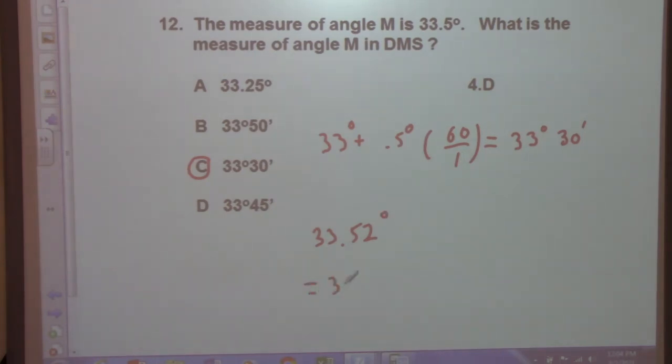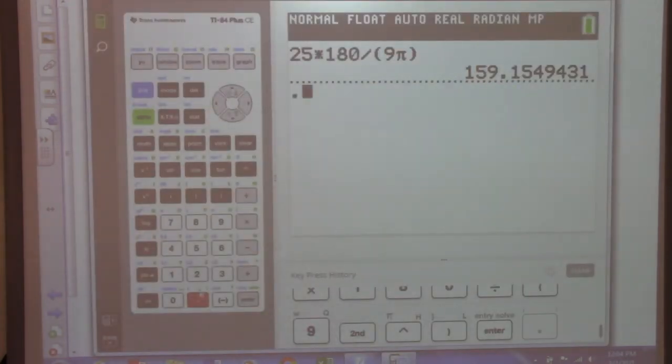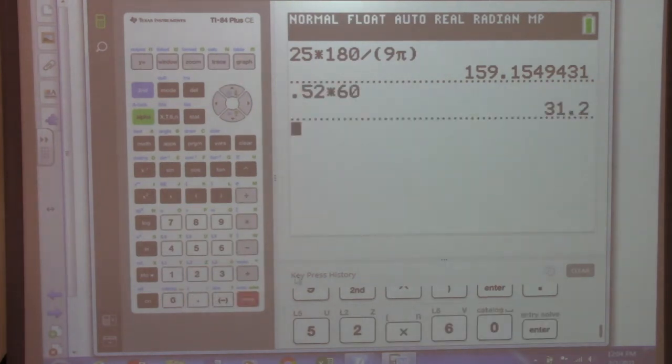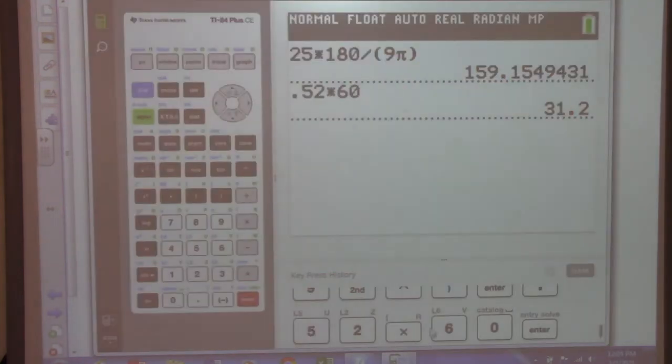That's going to be 33 plus 0.52. We're going to multiply by 60 again. So 0.52 times 60 is 31.2. So 31.2, okay, times 60.